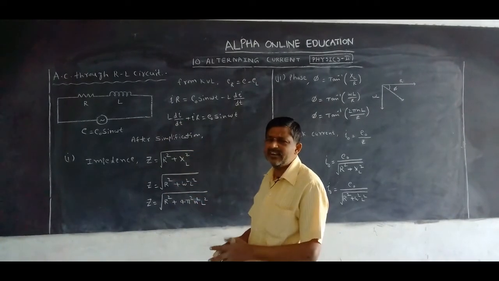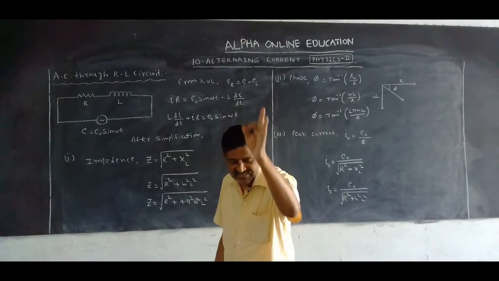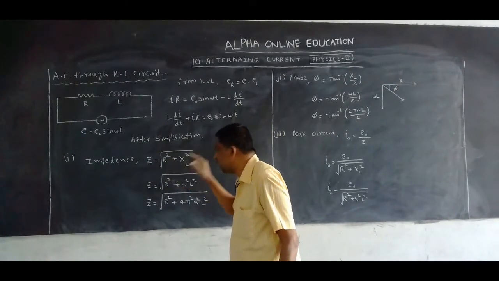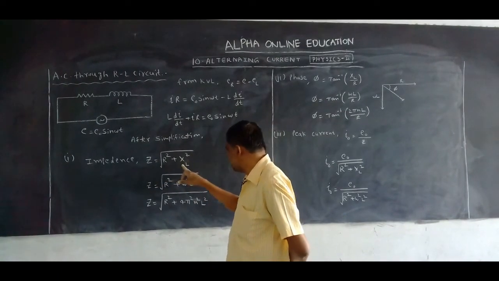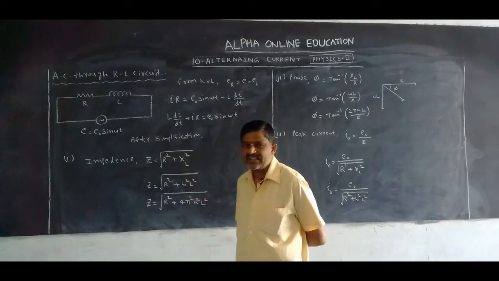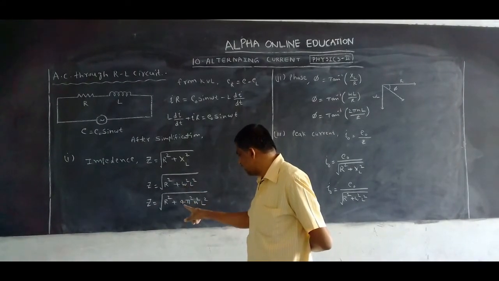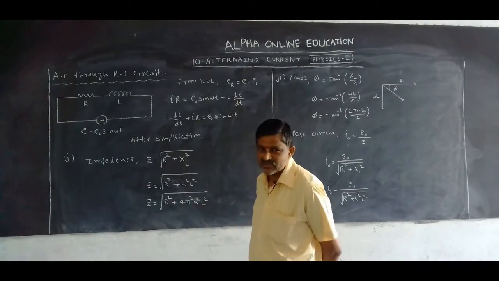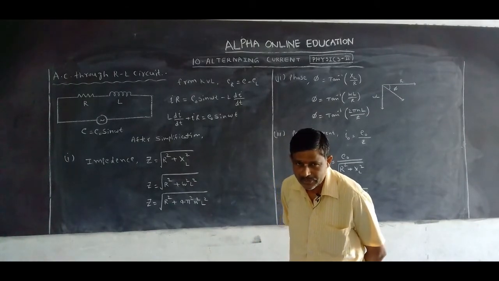We can simplify this. First we get the impedance. The impedance symbol is Z. Z is equal to root of R square plus XL square. What is XL? Omega L. That's why Z is equal to root of R square plus omega square L square. We know the value of omega: omega is 2 pi n. Omega square is how much? 4 pi square n square L square. This is the impedance of the RL circuit.